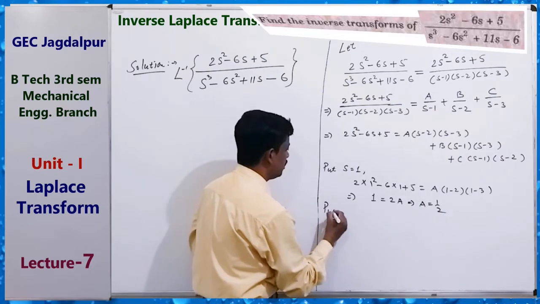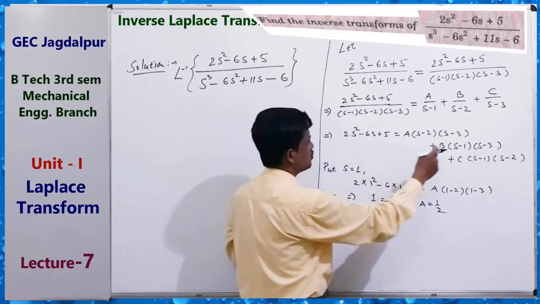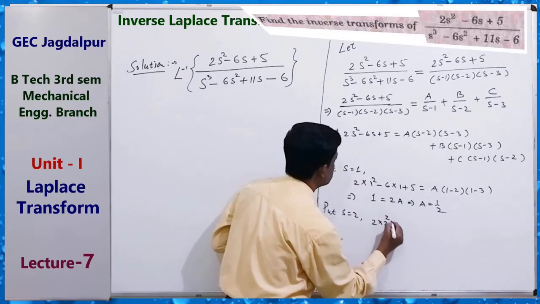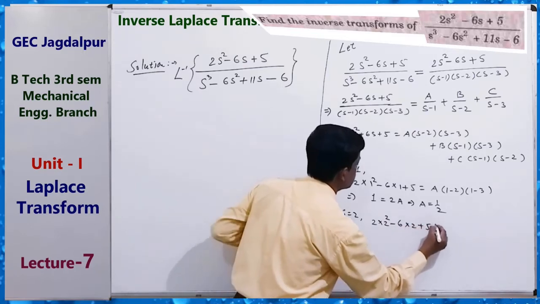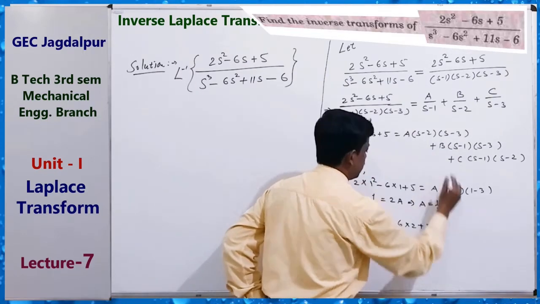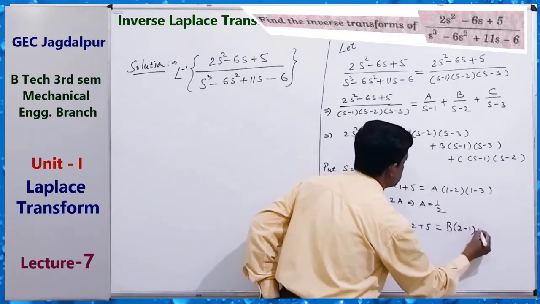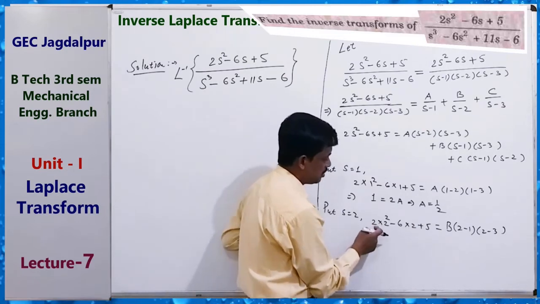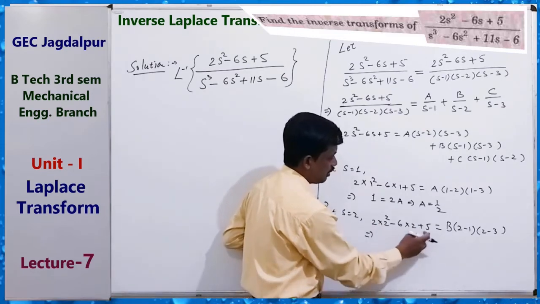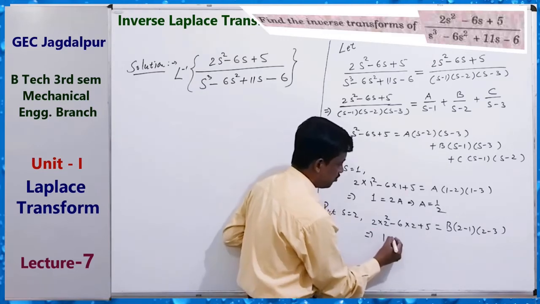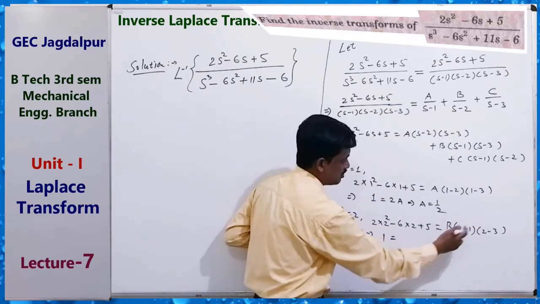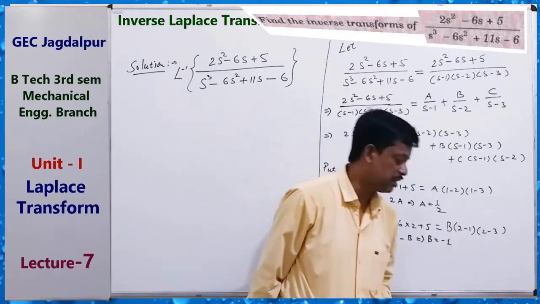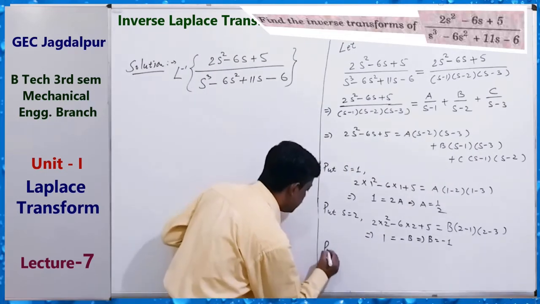Similarly put s equals 2. If s equals 2, then this is 0, this is 0, so b remains. So here 2 into 2 squared minus 6 into 2 plus 5 equals b into (2 minus 1)(2 minus 3). So 2 squared is 4, 4 into 2 is 8, and 5 makes 13, 13 minus 12 is 1, equals b times 1 times (2 minus 3), which is minus b. So b equals minus 1.